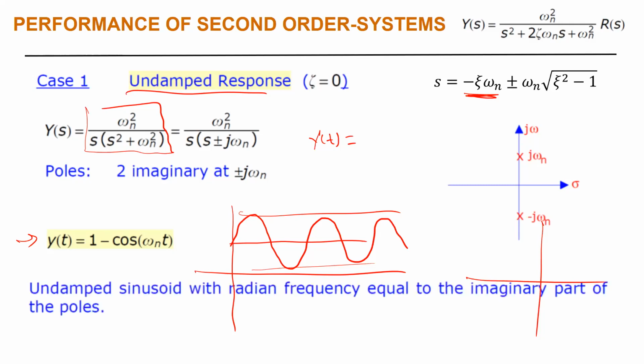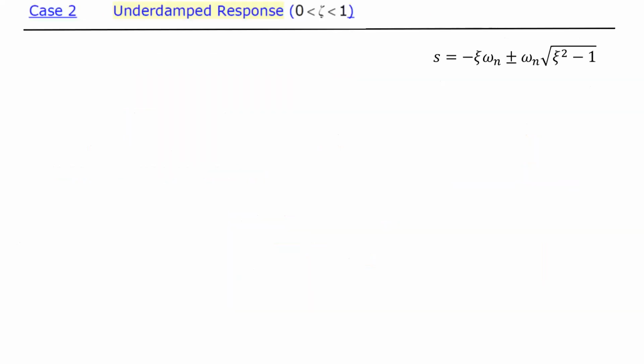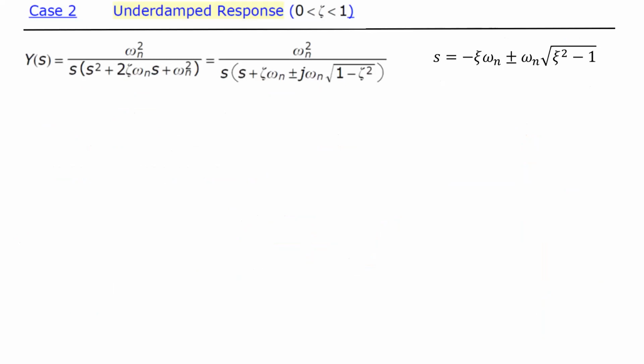Now, let me go to zeta between 0 and 1. Those are my roots, with zeta between 0 and 1. We call this case underdamped, and where will the roots be in this case? They are in the left half plane, yes. But where? They are going to be complex conjugates.